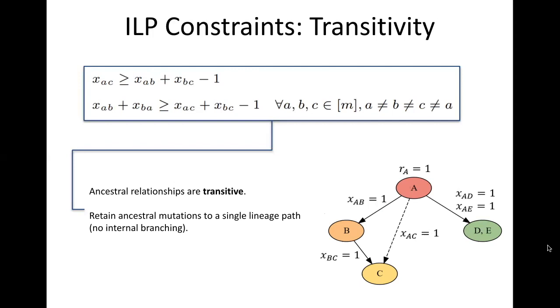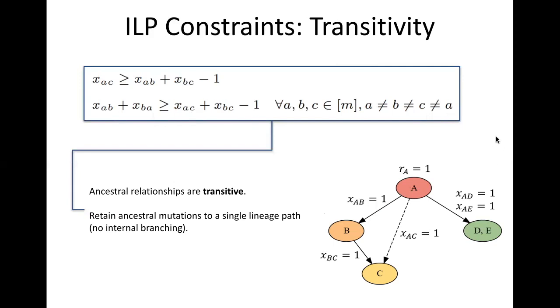Furthermore, we need to ensure that if mutations A and B are both ancestral to C, then either A is ancestral to B or B is ancestral to A. This keeps all ancestral mutations on a single lineage path. Accordingly, this second inequality here ensures that if both XAC and XBC are 1, then at least one of XAB and XBA is also set to 1. These are all the constraints we used.